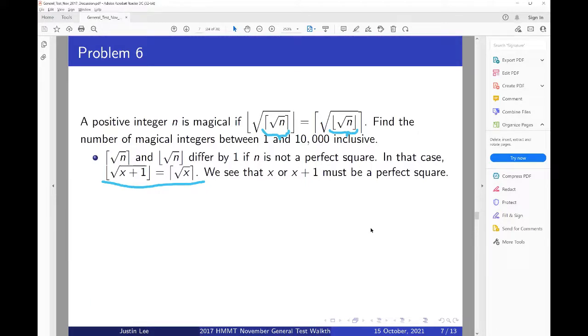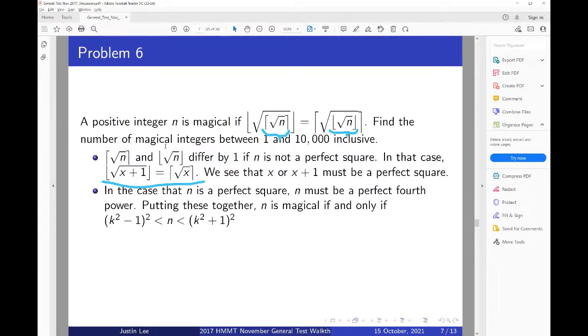Okay, so that means that either the floor of square root n or the ceiling of square root n must be a perfect square. Well, let that perfect square be k squared. Let's express n in terms of k. We have that square root n is strictly between k squared minus 1 and k squared plus 1. So n is between (k squared minus 1) squared and (k squared plus 1) squared.